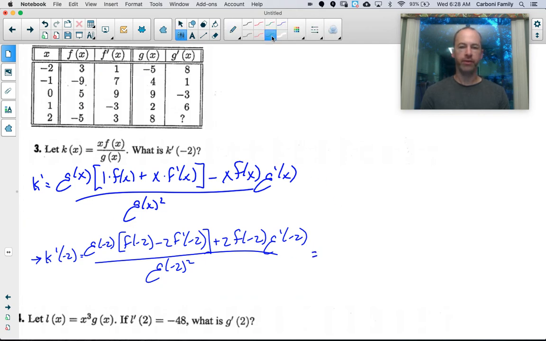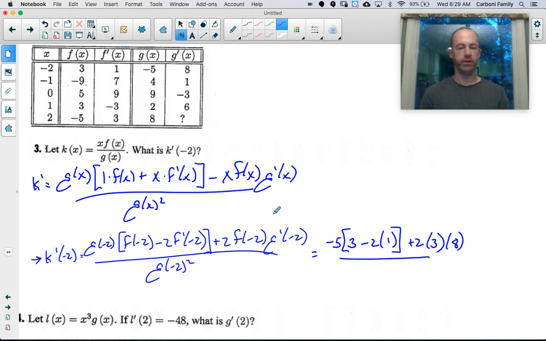So negative 2, I'm going to box. This is the top one. Okay, so top row is easy to see. So g of negative 2 is negative 5 times f of negative 2 is 3 minus 2 times f prime of negative 2 is 1. Then plus 2 times f is 3, and g prime is 8.